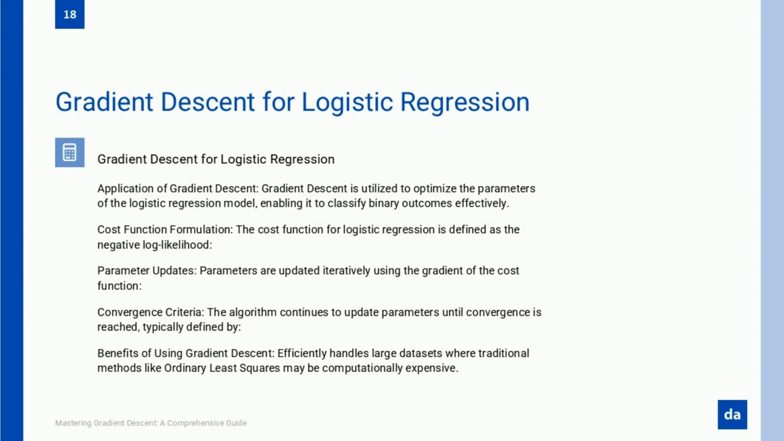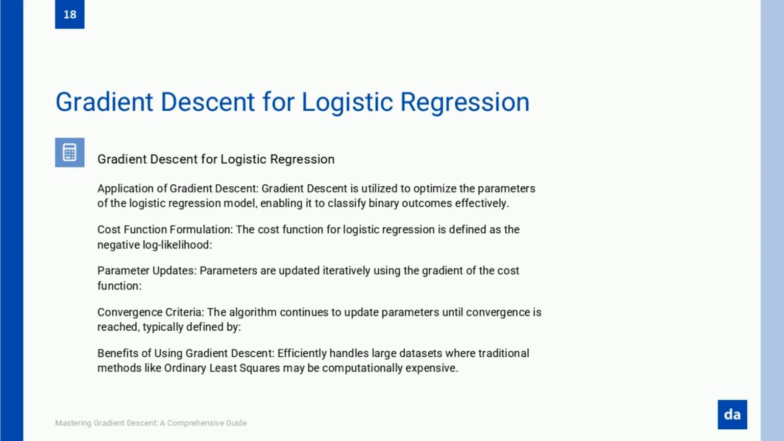The learning rate still plays a crucial role. Too high and the model jumps around. Too low and training takes forever. One advantage of using logistic regression with gradient descent is that it scales well for large datasets.